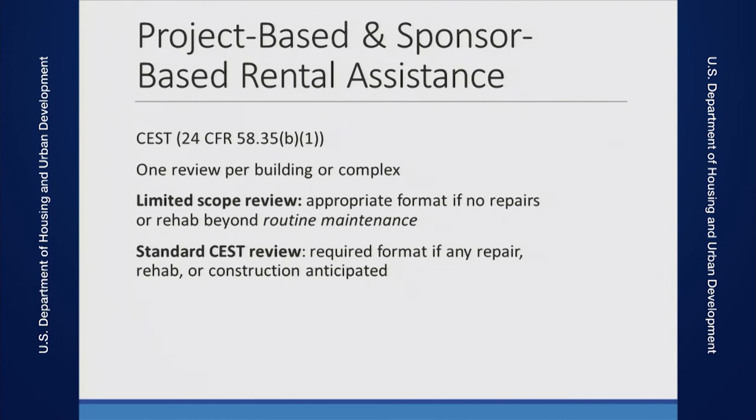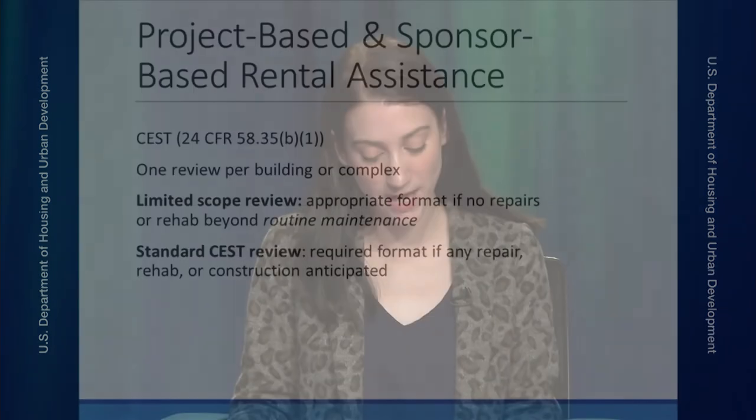Now let's get into the somewhat more complex project-based and sponsor-based rental assistance. Recall that in these types of projects, the recipient chooses the project location, which means they're more responsible for the safety and suitability of the housing units, which is why we require a higher level of review of CEST. However, because the environmental impacts are so minimal for rental assistance, we only require a limited scope CEST review for sponsor-based and project-based rental assistance without repairs or rehab. If there are any proposed repairs or rehab, then a standard CEST review would be required.